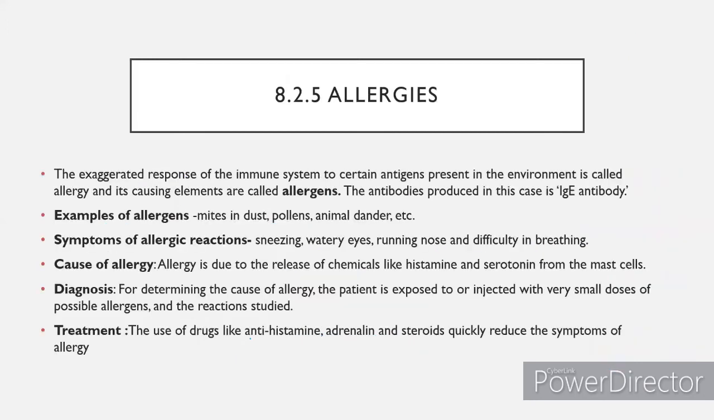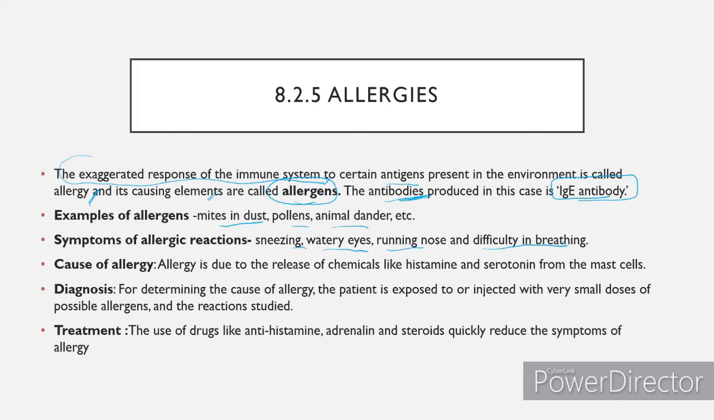Now we look into allergies. The exaggerated response of the immune system against an antigen is called allergy. And here we are not referring to these causing elements as antigens, we are calling them allergens. The antibodies involved in this case are IgE antibodies. Examples of allergens include mites in dust, pollens, and animal dander. Because of that, we get sneezing, coughing, watery eyes, running nose, and sometimes asthma, like difficulty in breathing.